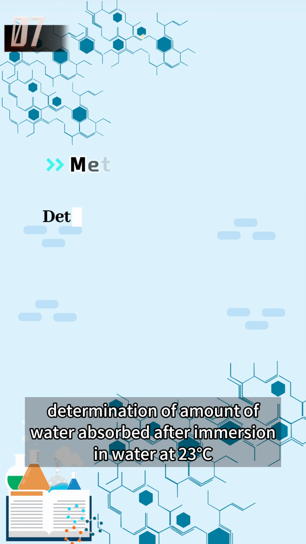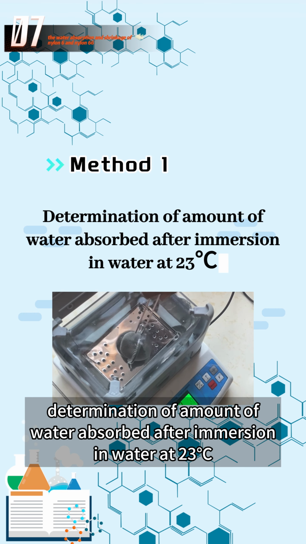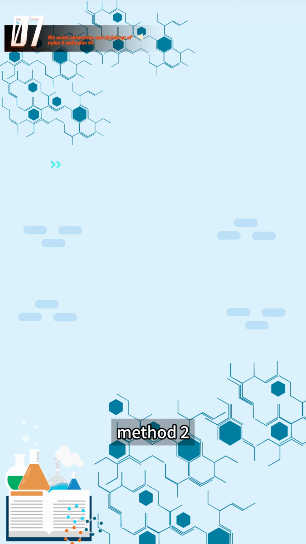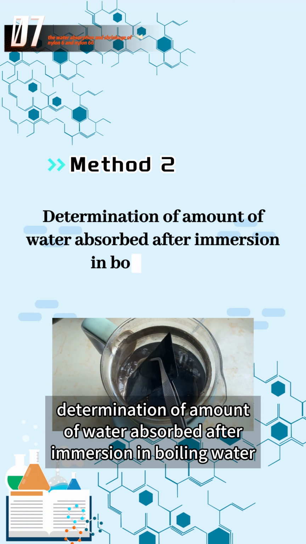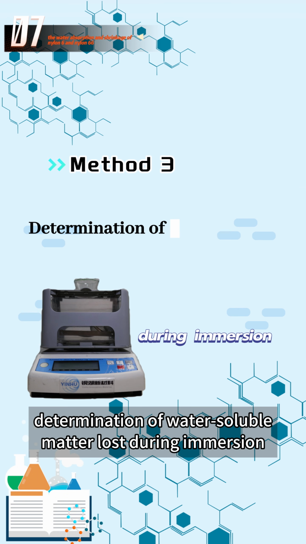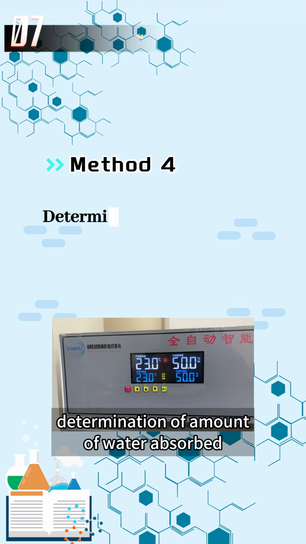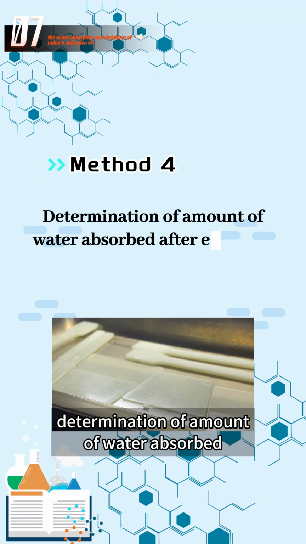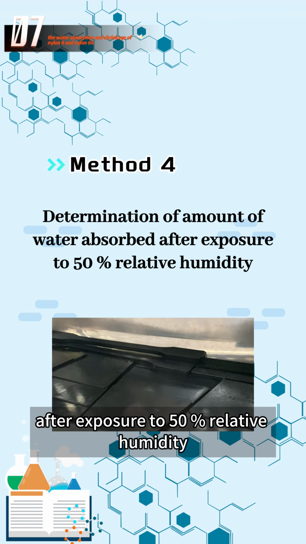Method 1. Determination of the amount of water absorbed after immersion in water at 23 degrees. Method 2. Determination of the amount of water absorbed after immersion in boiling water. Method 3. Determination of water-soluble matter lost during immersion. Method 4. Determination of the amount of water absorbed after exposure to 50% relative humidity.